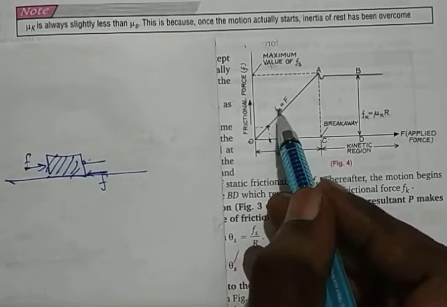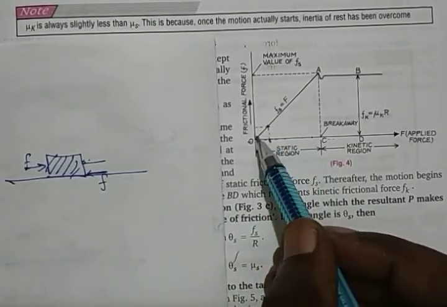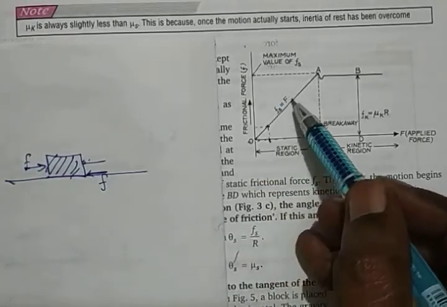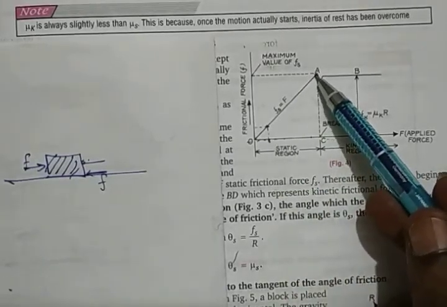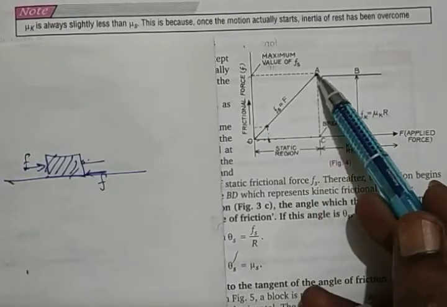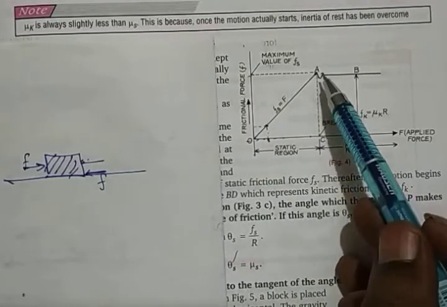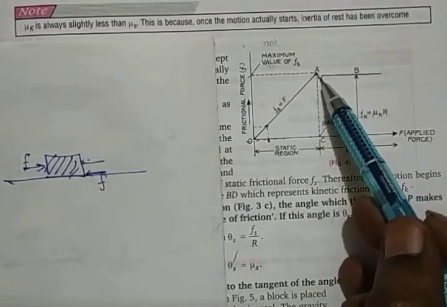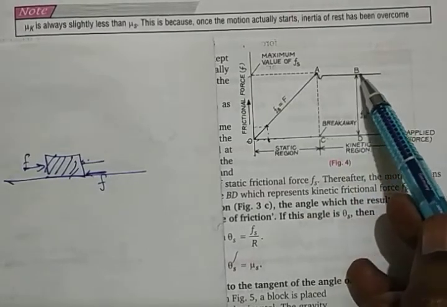When the external force keeps on increasing, the static friction also keeps on increasing. So it becomes a linear graph, directly proportional. It keeps on increasing till a maximum value of the static friction. That is called limiting friction. The static friction region is this much, and at maximum it becomes limiting friction. And then it bumps down, and the body starts moving.